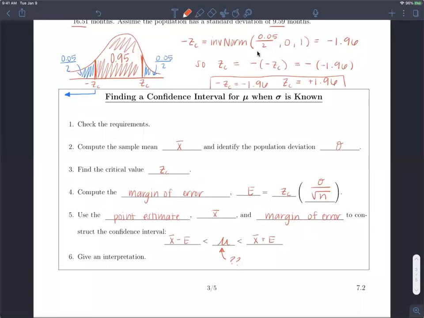Actually, hang on. So yeah, it would be mu. Because that's what you're trying to estimate. So you're trying to say mu is between these two values, right? And then the last thing that you do is you're going to give an interpretation. So this is very similar to hypothesis testing. Check the requirements, kind of figure out what your variables are, do the right sort of test to find the critical value. But then it starts to change around 4 and 5, right? But then the last one, it ends the same too, give an interpretation.